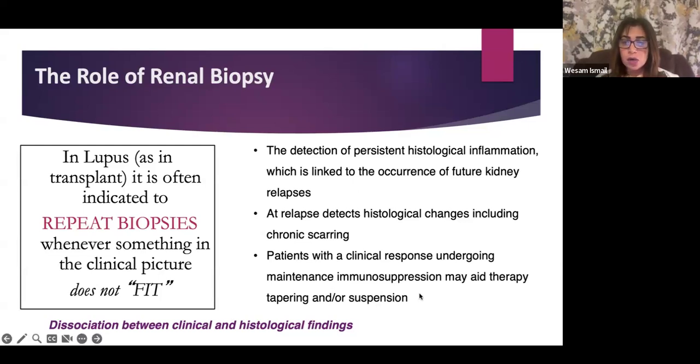And in patients with a clinical response, whom you have on maintenance immunosuppression, a repeated biopsy can also aid therapy tapering and or suspension.